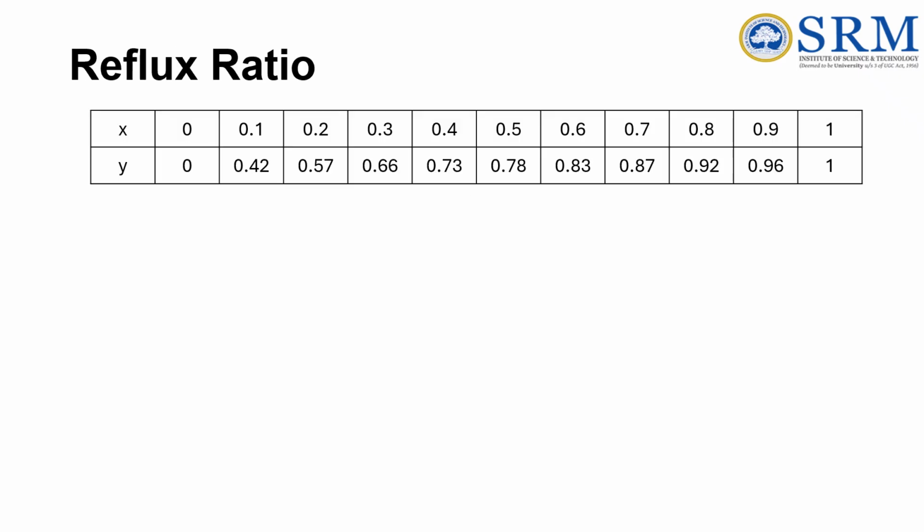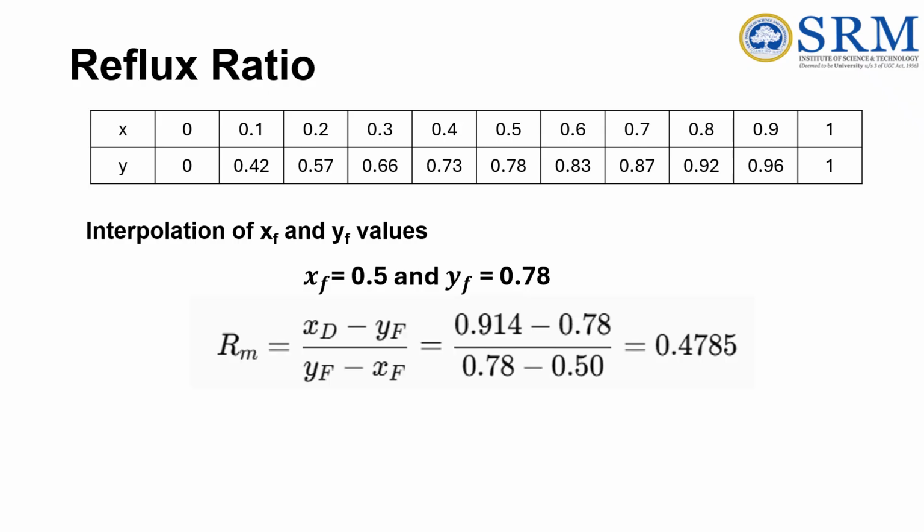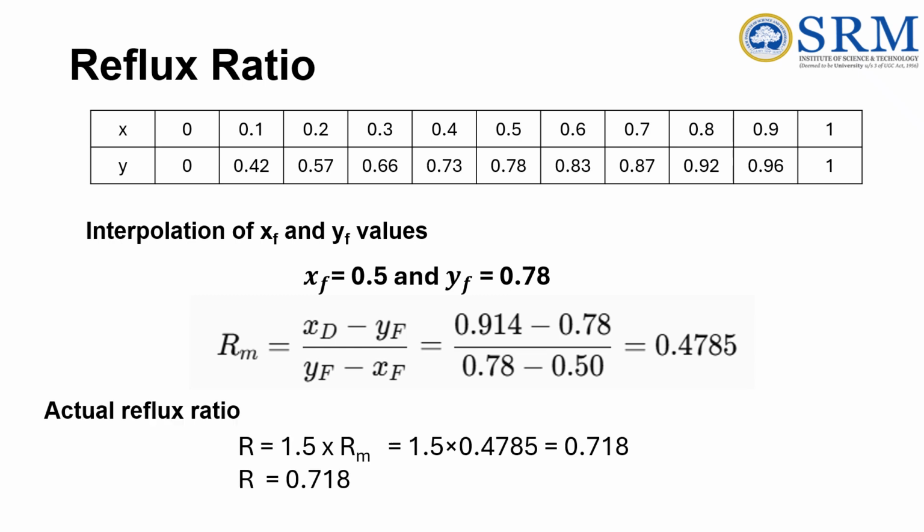To find the reflux ratio, YF values can be computed from the given XF values and substituted for finding the minimum reflux ratio. The derivation of the formula is not dealt with here; the direct formula has been taken to find R minimum. (XD minus YF) divided by (YF minus XF) gives R minimum, and the actual reflux ratio is 1.5 times R minimum. So the R value of 0.718 has been computed for the given problem.